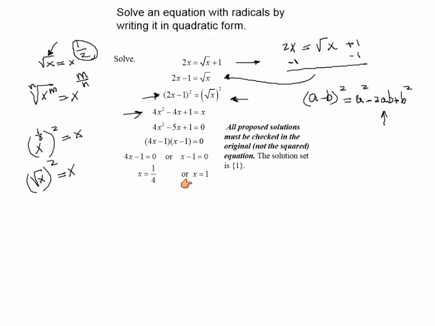So we need to check all these answers in the original equation. Once you do that, we can see the solution 1 would work. If I put 1 here, the square root of 1 would be 1, and 1 plus 1 would be 2. If I put 1 on the left-hand side, 2 times 1 would be equal to 2. So 1 would work. However, 1/4 won't.